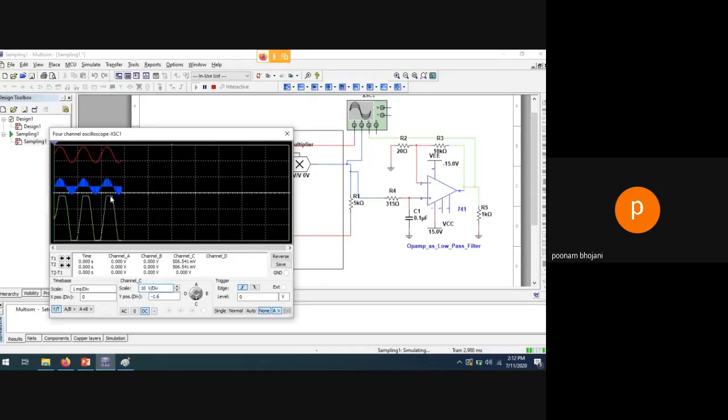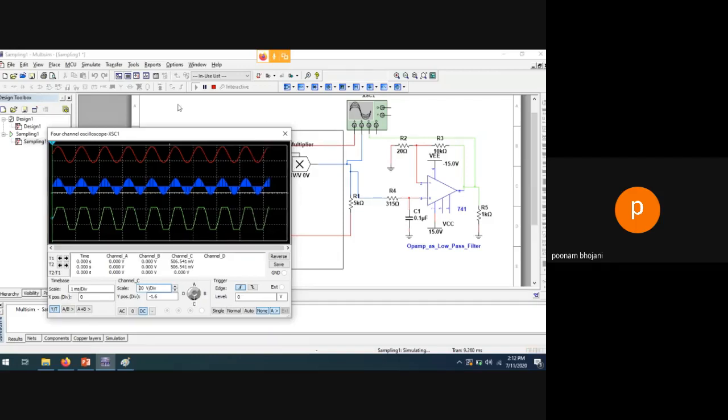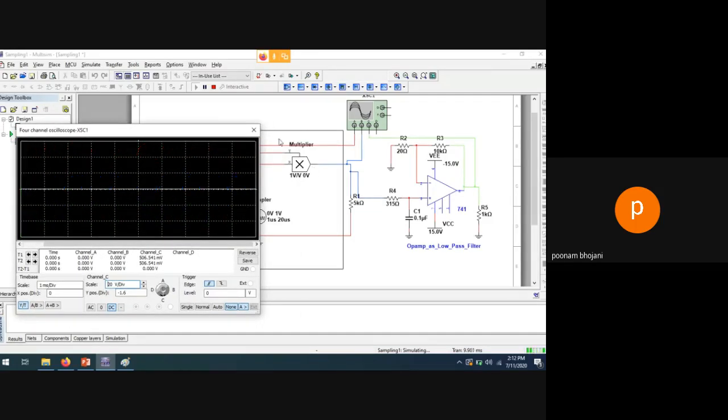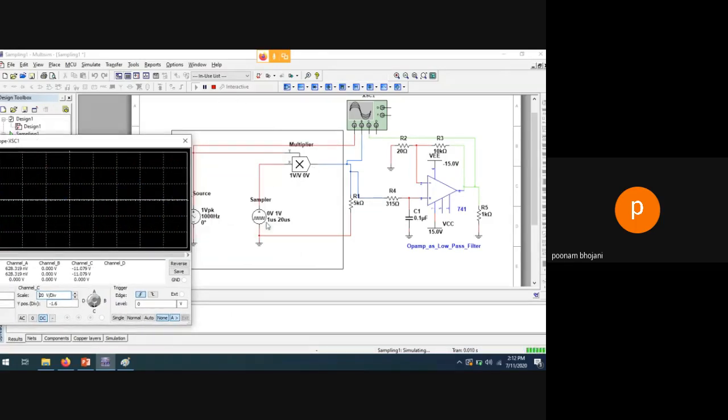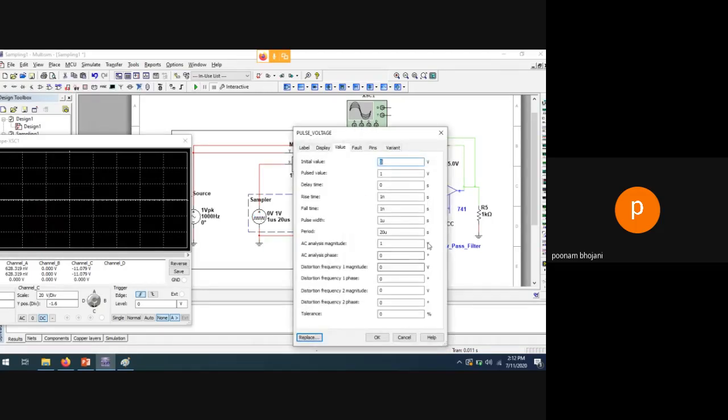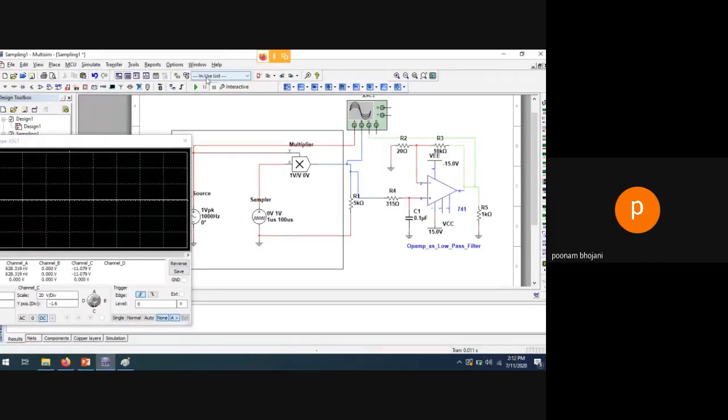See, the peak is not coming good. Okay, let me decrease this. See, the peak is not good, right? You are not getting the peak values properly. So you have to change this value every time and you can check it. If you keep one thing in mind, that you have to follow the sampling theorem, then for sure you will not get much mistakes on the output side.